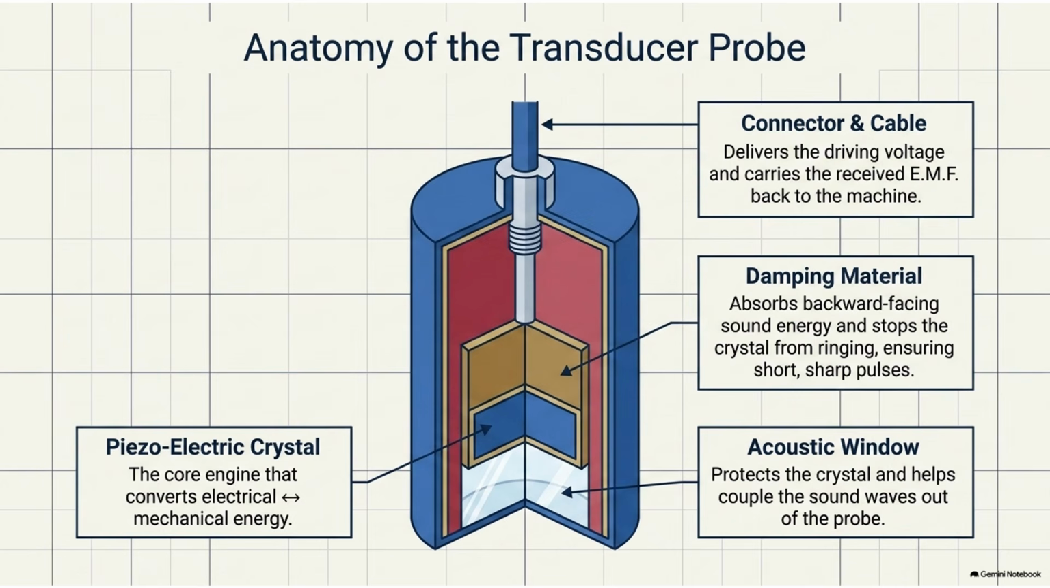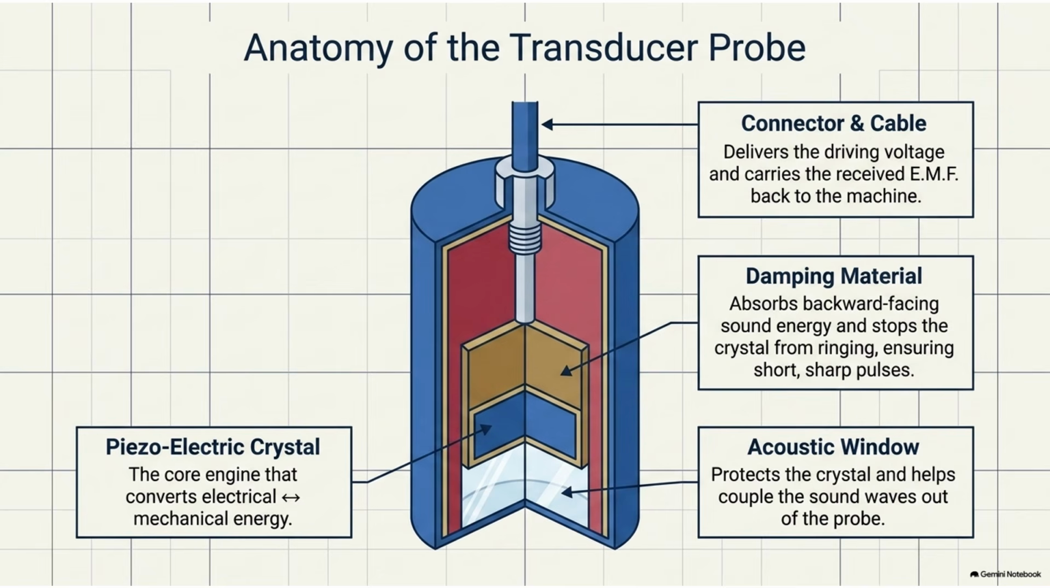Let's look inside a typical ultrasound probe. At the heart of the probe is the piezoelectric crystal. This is the component responsible for converting electrical energy into mechanical vibrations and receiving returning echoes. The crystal is connected to the electronics through the connector and cable. Behind the crystal is a damping material. Its purpose is to absorb backward traveling vibrations and help control the duration of the ultrasound pulse.